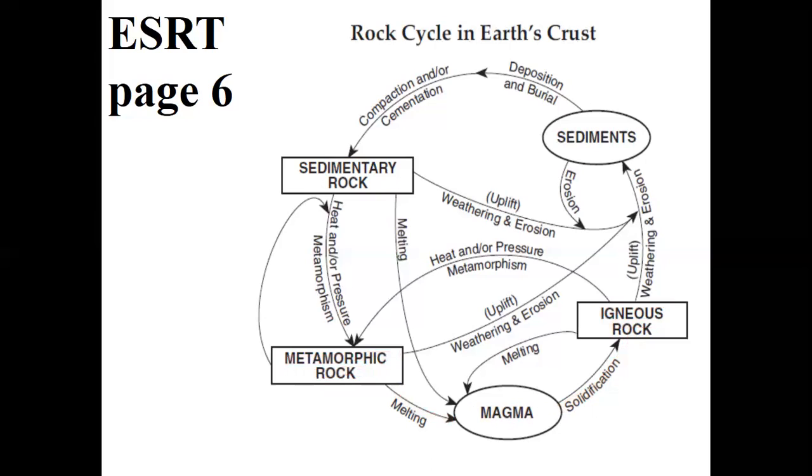Okay, and again, we'll be referring to this a lot throughout our studies of rocks and minerals. So we're definitely going to come back and work with it, and you guys will see how these things happen. What do these different processes do?